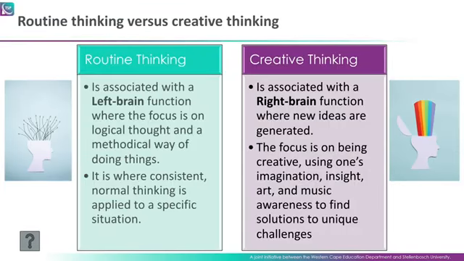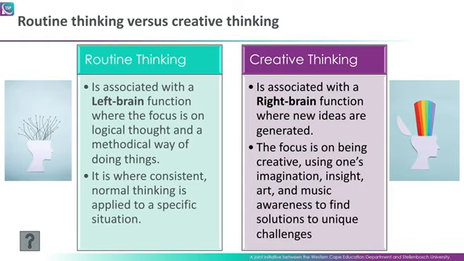The next part that you will see in your module is the difference between routine thinking and creative thinking. The question that you could expect would be distinguish between routine thinking and creative thinking. This will be allocated normally about 4 marks. You get 2 marks for the definition of one and then 2 marks for the definition of the other. So let's have a look at routine thinking first.